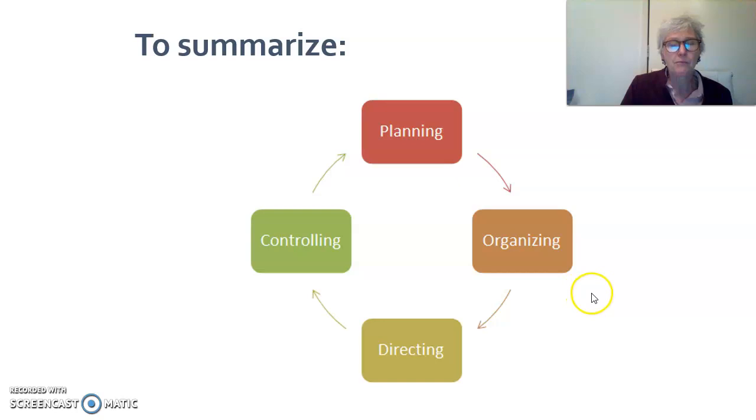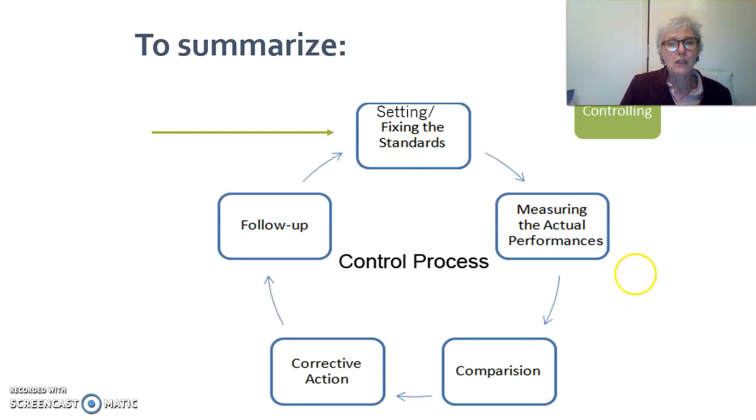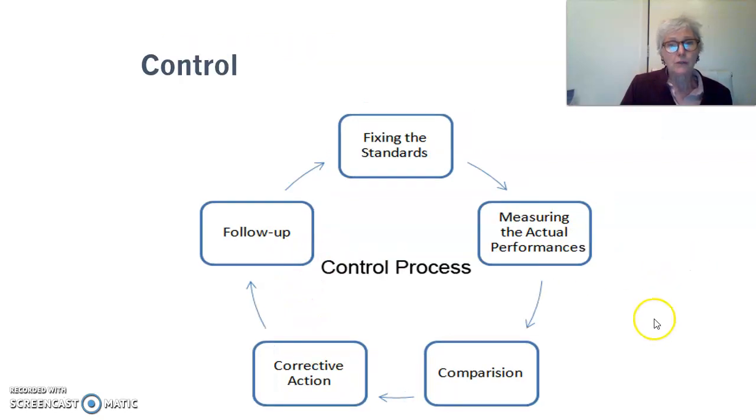To summarize, we have to plan, organize, direct, and control. Controlling starts with fixing the standards, measuring actual performances, compare, take action in changing things, and then follow up. So the control system is fixing standards, measuring performance, compare, take action, and follow up.